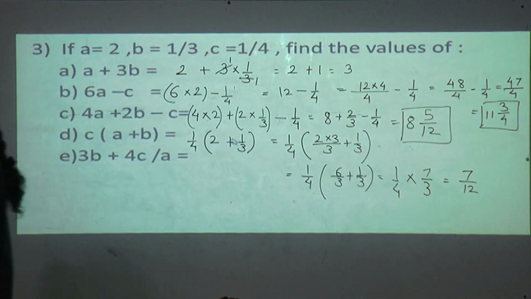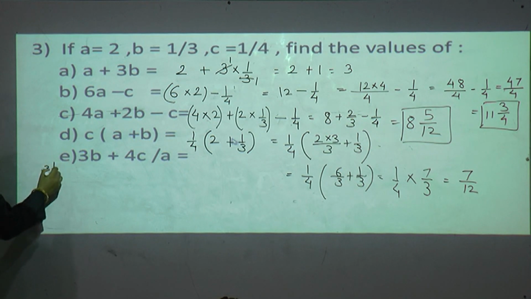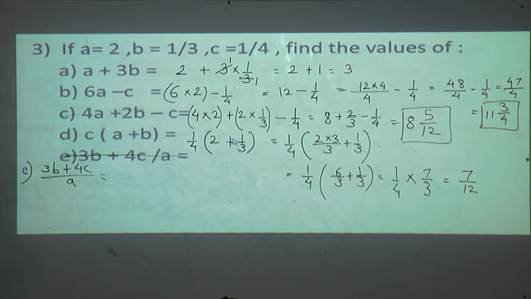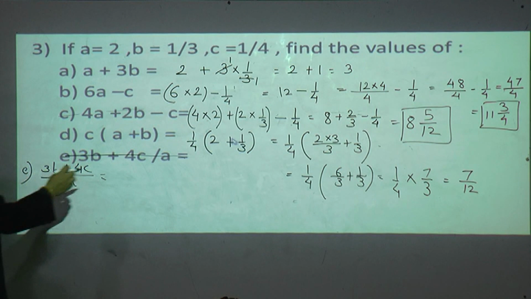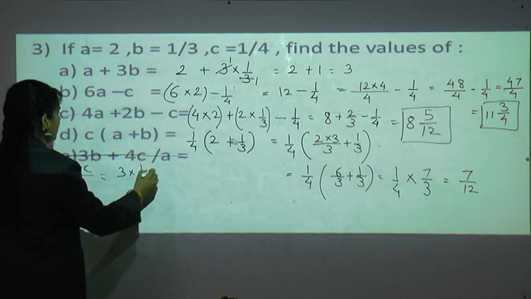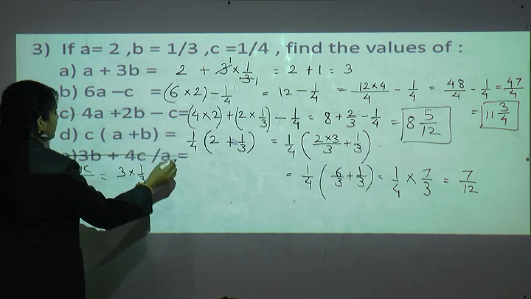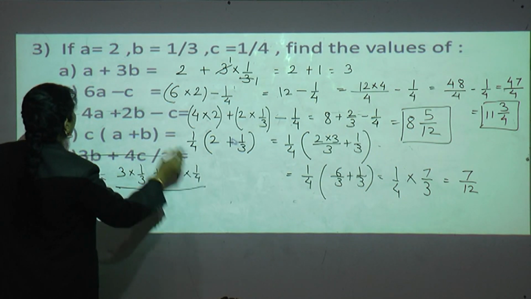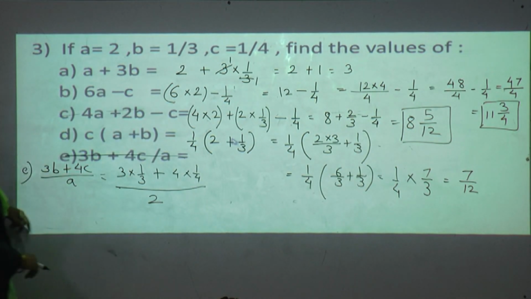Okay. Understood, students? Now the last one, 3b plus 4c upon a. Okay. So students, put the values. 3b, b means 1 upon 3, plus 4c, 4 into 1 upon 4, divided by a, that means 2. So students, just calculate it properly.